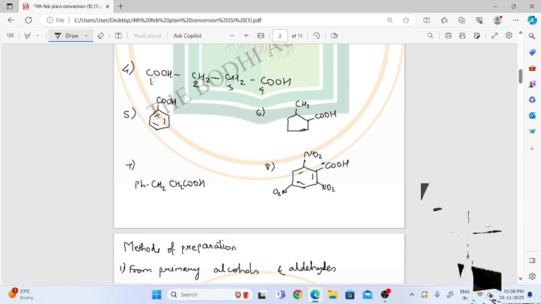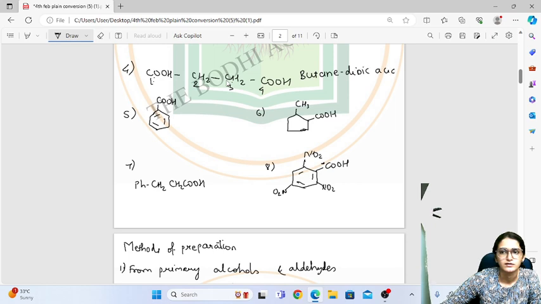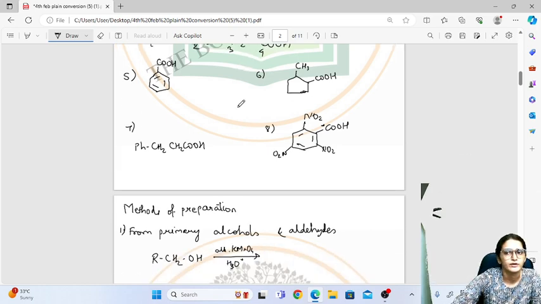Okay, then here the name will be, since 4 carbons are there, butane dioic acid. So here 4 carbons means butane and 2 acid groups, so dioic acid. We can directly determine that there is no need to write the position numbers over here, because you can directly determine that the 2 groups will be present on these 2 particular carbons only. So this will become butane dioic acid.